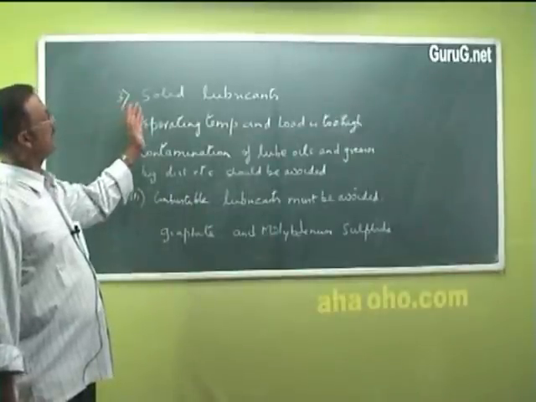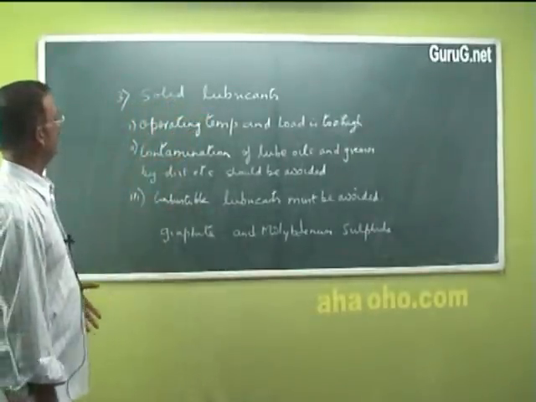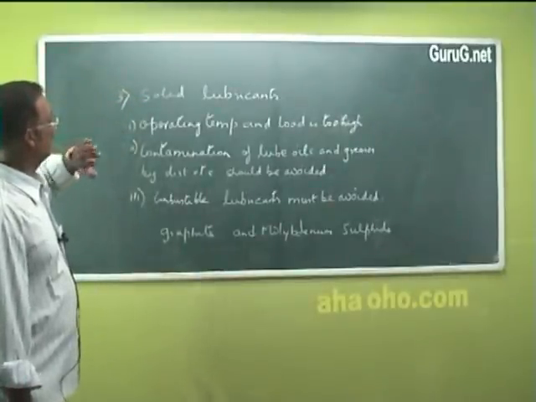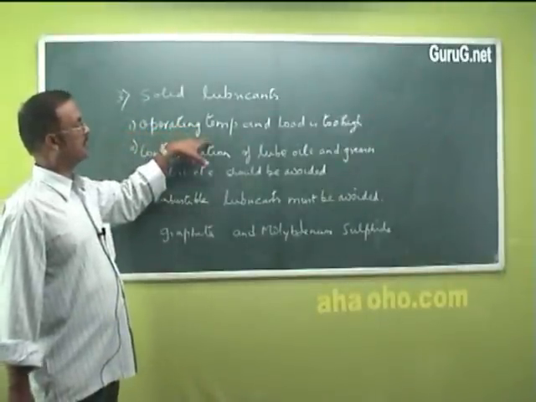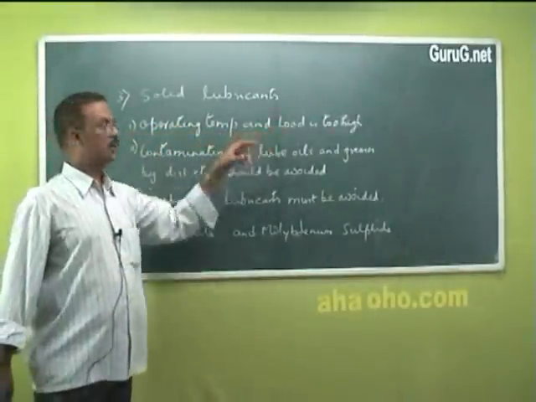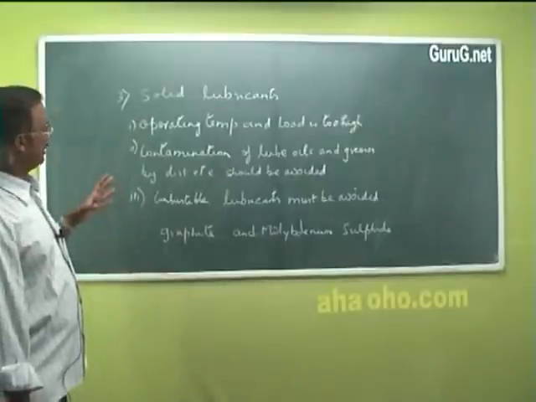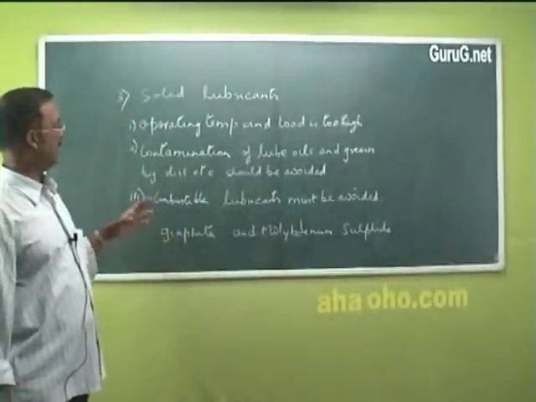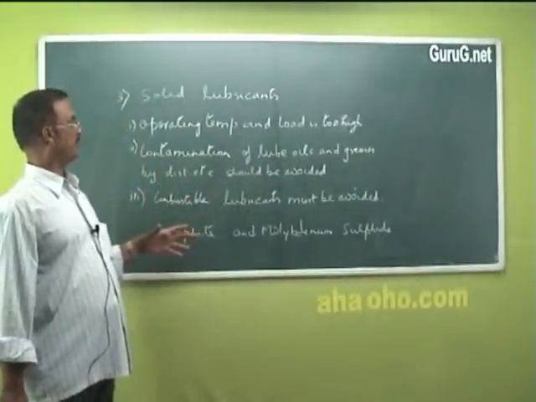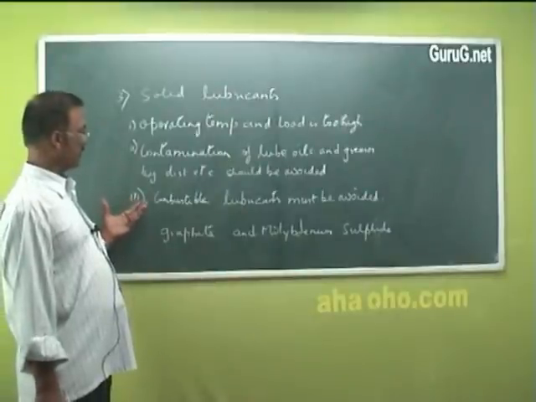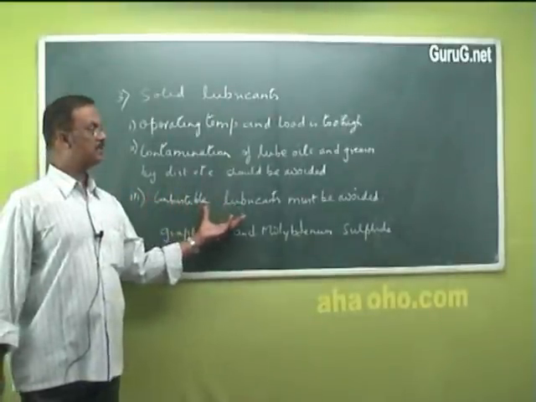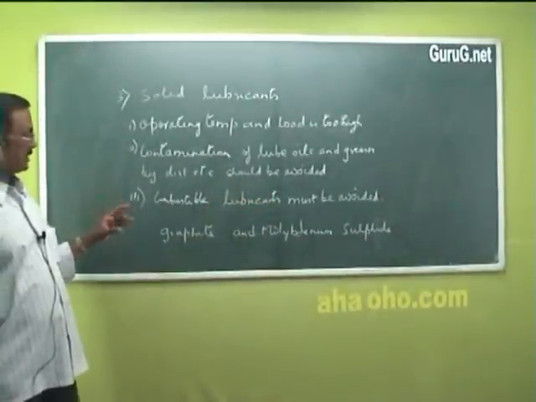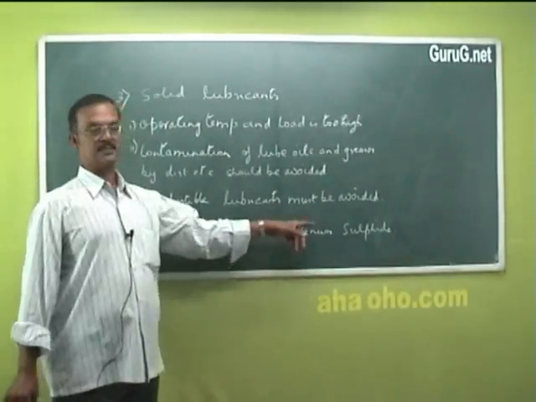The third class of lubricants are the solid lubricants. At normal temperatures they are solid in nature, and these are employed where the operating temperature is too high and also the load is too high, in situations where contamination of the lube oil and greases by dirt should be avoided, and also in situations where combustible lubricants must be avoided. The most commonly used solid lubricants are graphite and molybdenum disulfide.